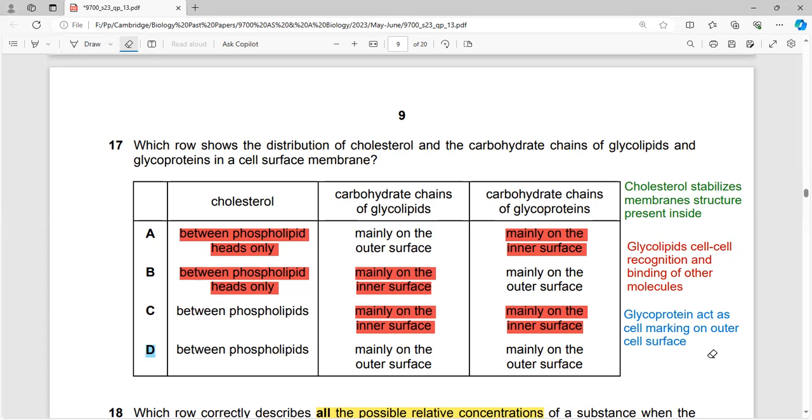Because there is a tissue rejection. The glycoprotein is not matching. So this is called cell marking, and that is present mainly on the external surface of the membrane. So D is our correct option here.